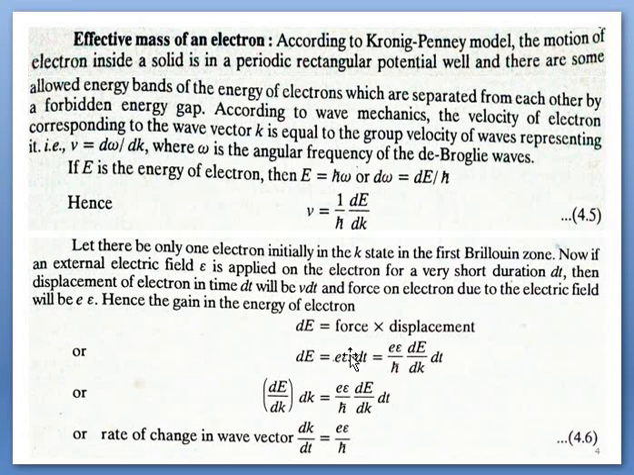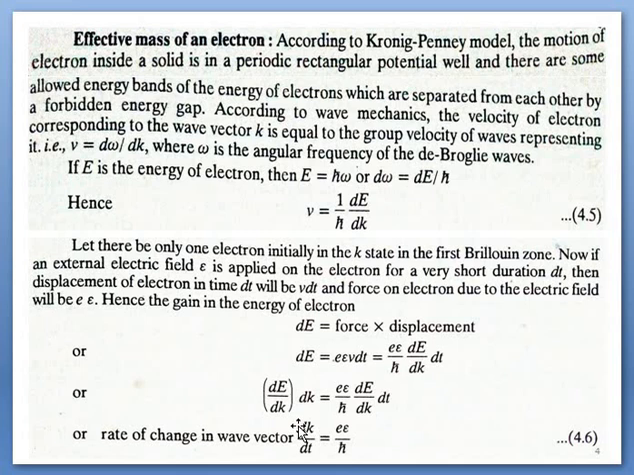Now v, which has already been obtained, is substituted here: 1 by h bar dE upon dk, and dt is kept on the right side. On the left side, by dividing by dk and multiplying, it can be done. After cancelling, we have dE, so it can be written in this manner and kept on the right side. So dE upon dk and dE upon dk will be cancelled, and this dt is shifted to the left side, giving dk upon dt. Here the electric field and h bar remain, so dk upon dt equals this.